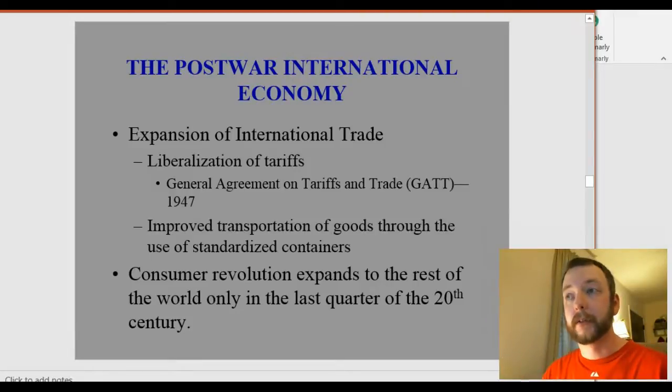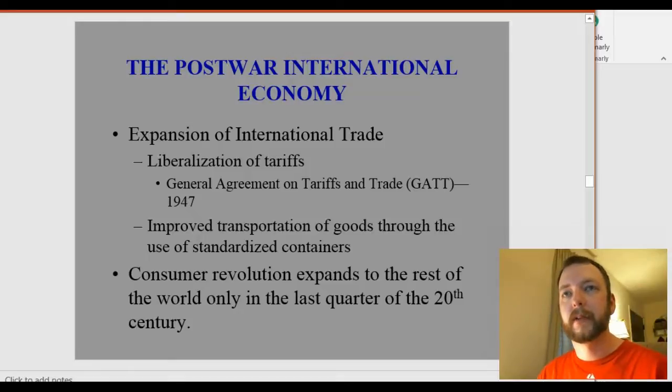So we want to say that this consumer revolution, which existed in places like the United States and Australia and Japan and Western Europe, only expands to the rest of the world in the last quarter of the 20th century. So that means 1970s-ish to the present. That's when it really starts expanding to the rest of the world.